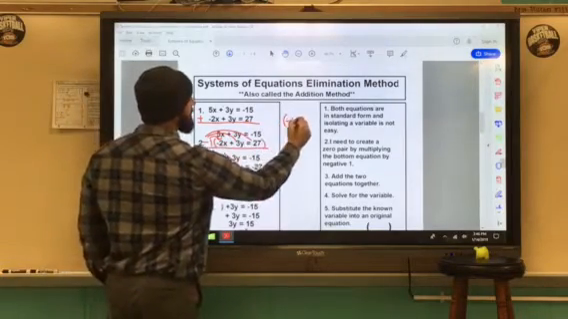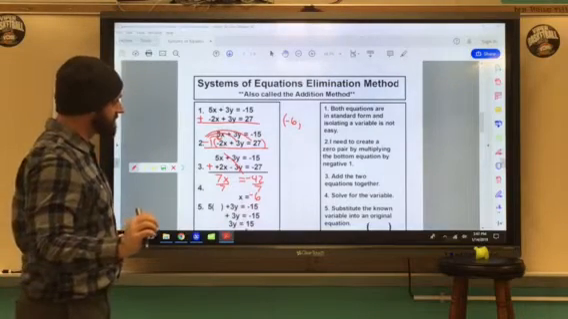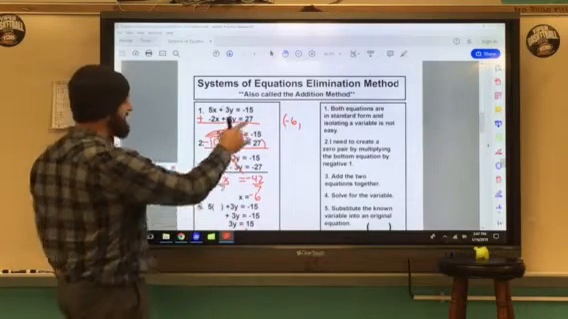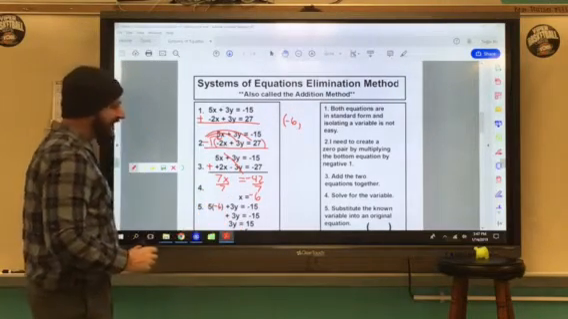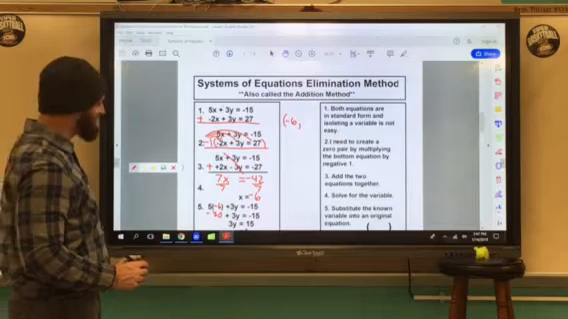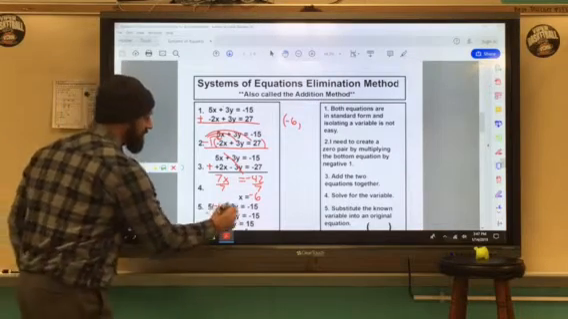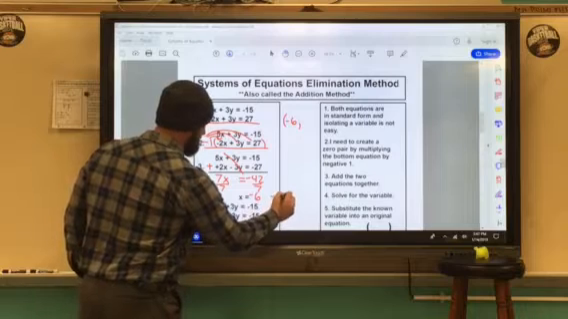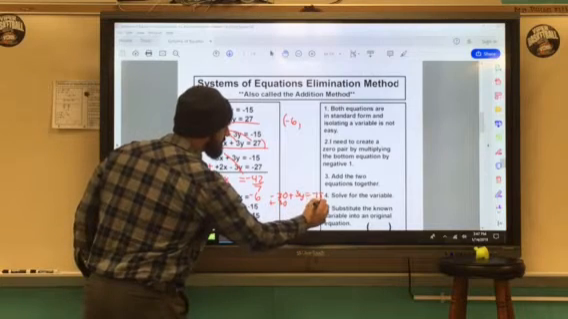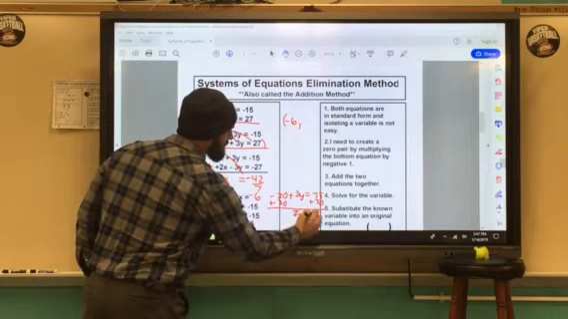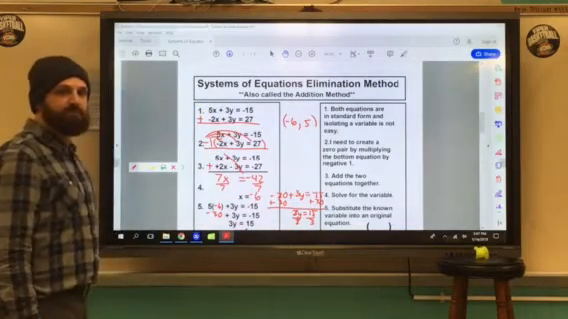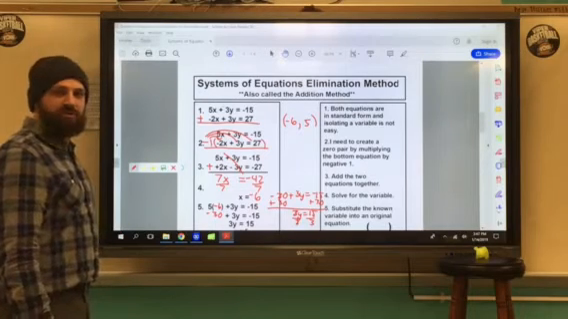Now, once again, I need an ordered pair, so I've got to determine my value of y. So I'm going to take negative 6 and I'm going to plug it in. 5 times negative 6 gives me negative 30. Plus 3y equals negative 15. Next, I'm going to move this over here because I've run out of room. Negative 30 plus 3y equals negative 15. I'm going to add 30 to both sides. And y is going to equal 5. Once again, that's the solution to this system of equations.